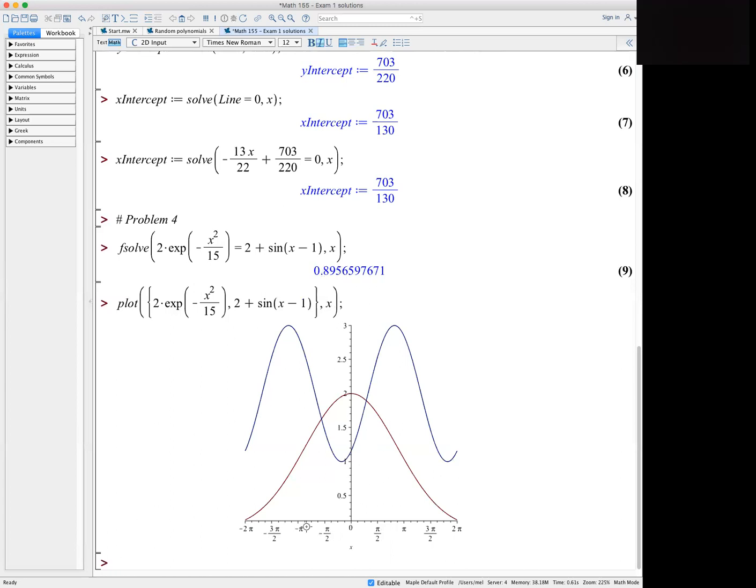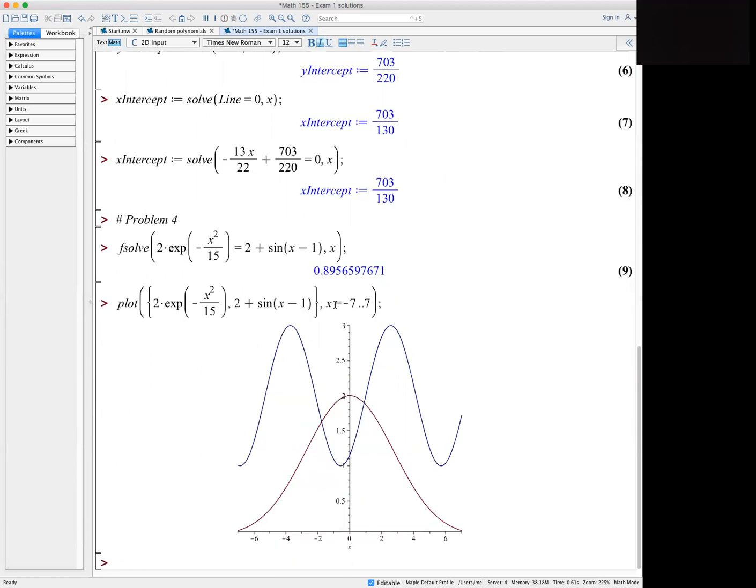Let's see, let me convert this from radian measure to numbers. So let's graph this maybe from x equals -7 to 7. So you can see this point, that's probably this 0.895. And what about this? We have to look for a negative number. So we have to force Maple to look for a solution for negative values.